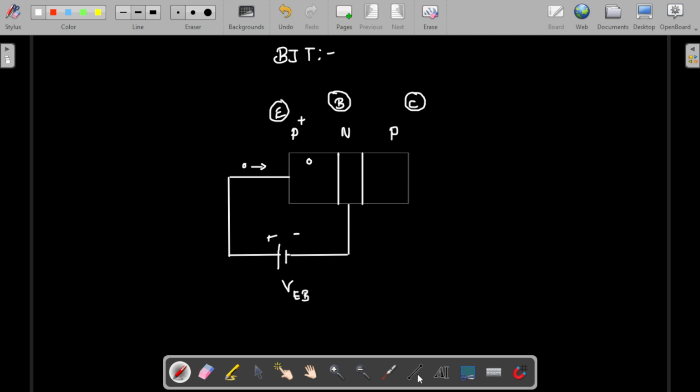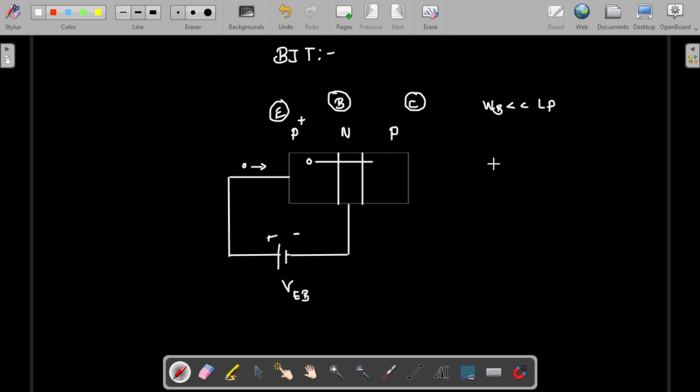So then what will happen? Plenty of holes will be pumped from here to here. You may wonder why holes pumped from the P to the N are again pumped to the P. Let me explain that. For that reason, the width is designed to be very small. So WB, the width of the base, will be very small. The width of the base needs to be much smaller than LP.